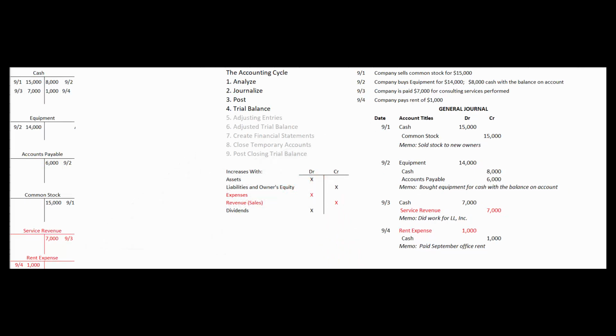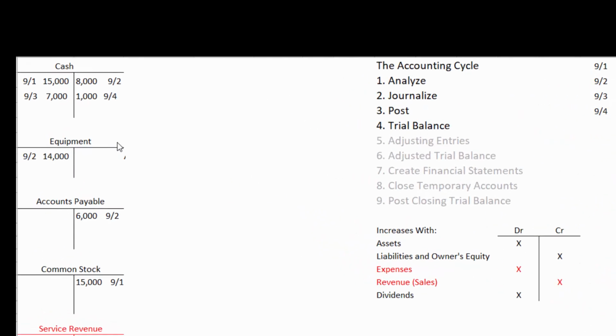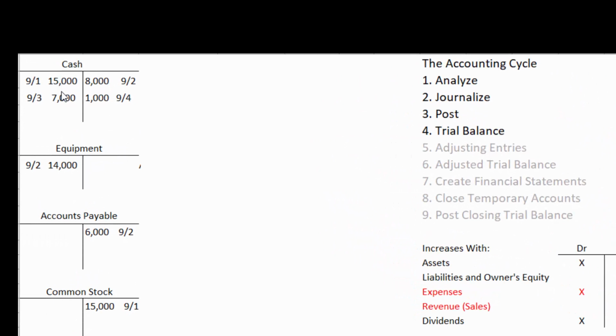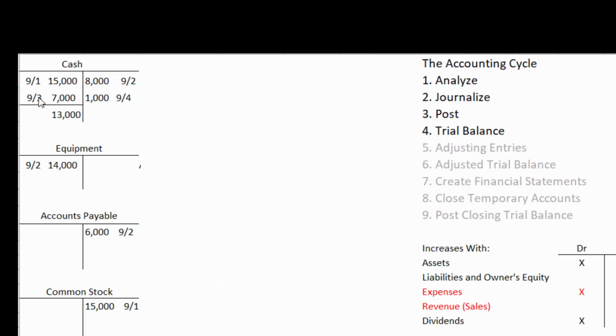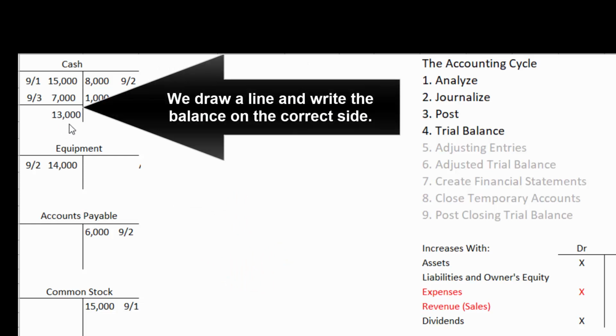And we still can't quite answer the question, how much cash do we have? We have to add up all the debits, subtract all the credits, and strike a balance. Cash went up by 15, went up by 7, went down by 8, went down by 1, so that gives us a $13,000 balance in cash. We draw a line in the T account and write the balance on the correct side. In this case, cash is an asset, so it has a debit balance.